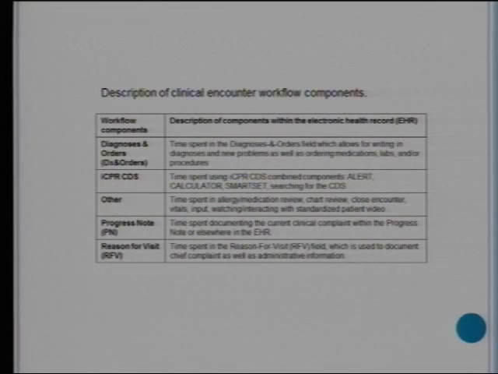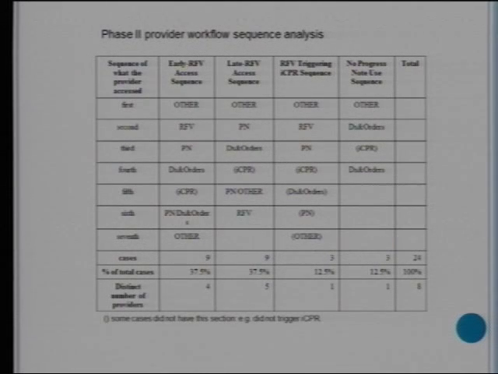And this was just looking at how we analyzed workflow components. We said, for example, if they were on the screen doing diagnosis and orders, that's time spent in the order diagnosis and order field. ICPR CDS was time spent using one of the CDS components: alert, calculator, smart set. Time in progress notes, and RVF was time in reason for visit. So I'll just show an example of what you can do to analyze this.